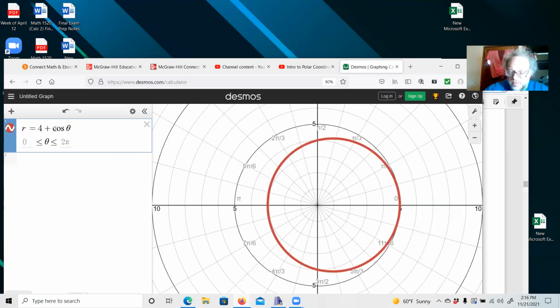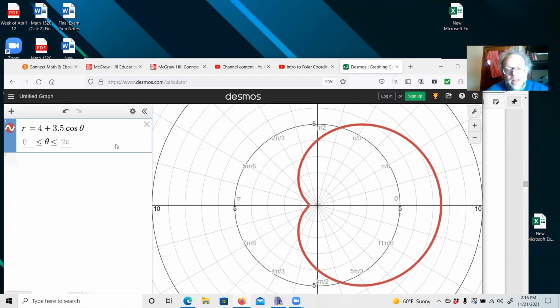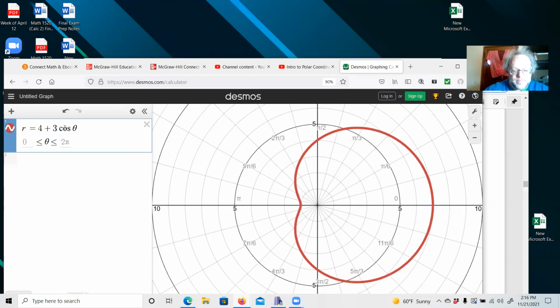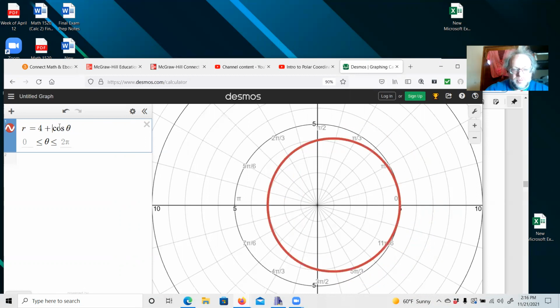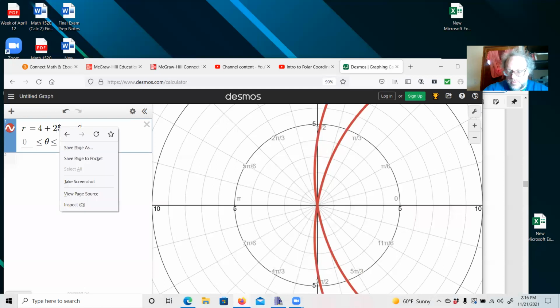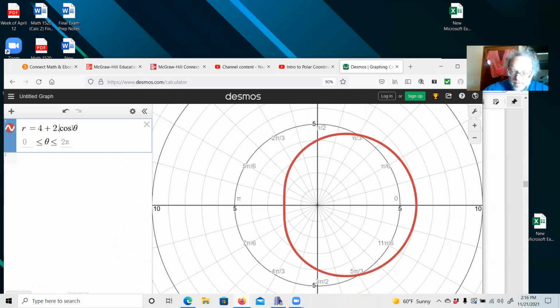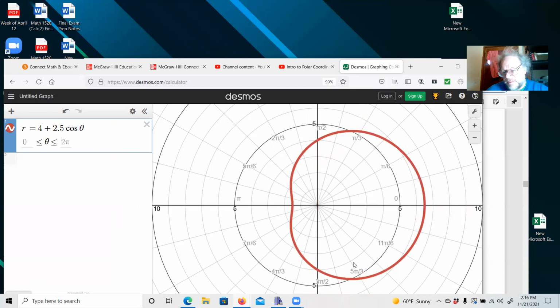If we do a 3.5, the closer this gets, the more pointed it's going to get. There's a nice average you can have there. 2.5, 2.5. Kind of an exaggerated lima bean thing. So that's what we have.